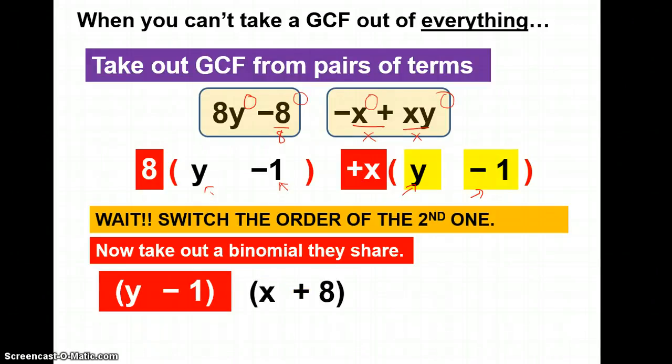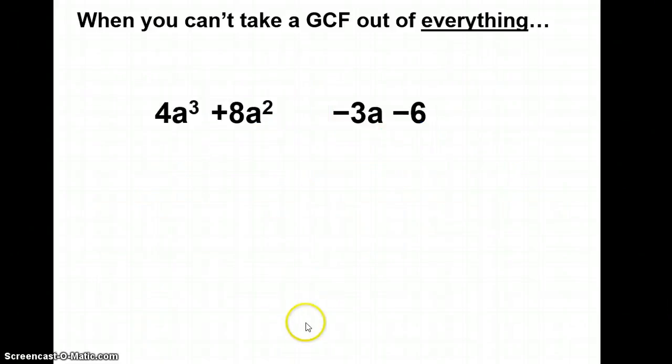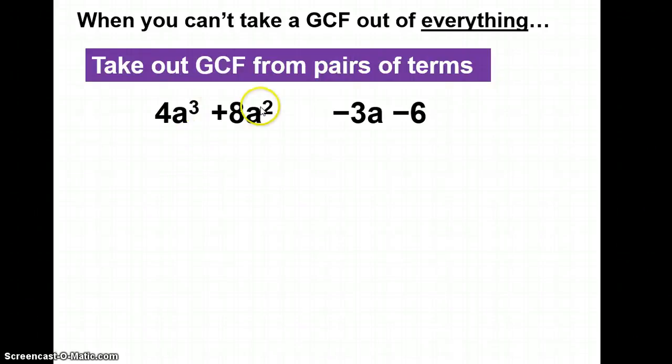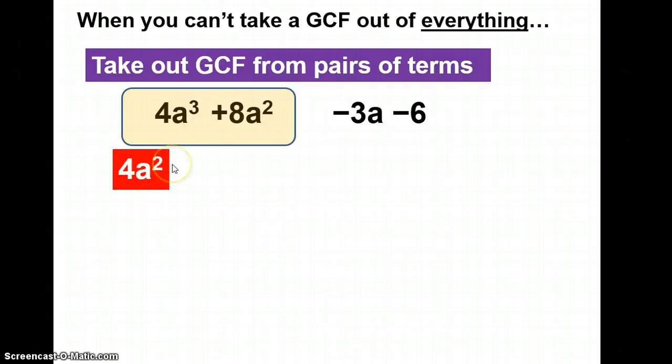All right. Let's do one more for the road. All right, so again, we're going to pair these up, make sure they're in descending order, 3, 2, 1, number. All right, what variable do they have in common, and what multiple are they both of? 4a squared. So if I divide out a 4a squared out of here, that would be leaving me with a. If I divide out 4a squared out of here, I'll be left with 2.